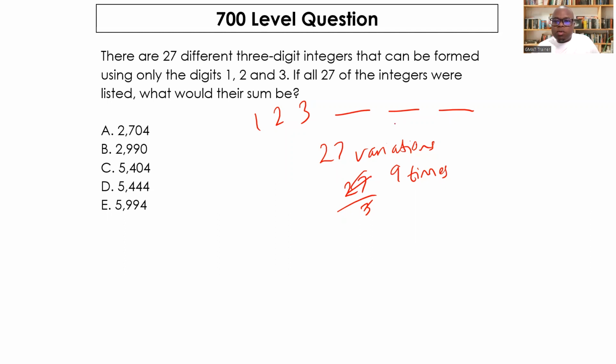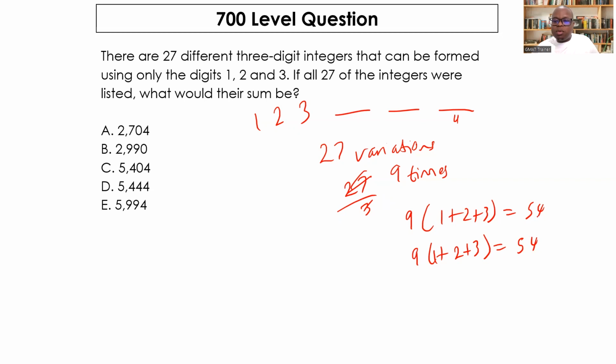So we need to find out in how many ways these digits appear, the units digits, the tens digits, the hundreds digits. Then we sum them up and get our answer. For the units digits, we'll have 9 times 1 plus 2 plus 3. That will give us 54. Again, in the tens placeholder, we'll have 9 times 1 plus 2 plus 3. Then this will give us 54.